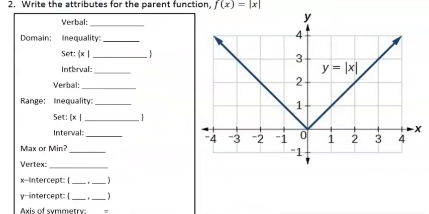Okay, let's look at number 2. Write the attributes for the parent function f of x equals the absolute value of x. So first we will find the domain, left, right, x. So to do that on the graph, go ahead and draw two vertical lines, one on the leftmost part of the graph and one on the rightmost part of the graph.